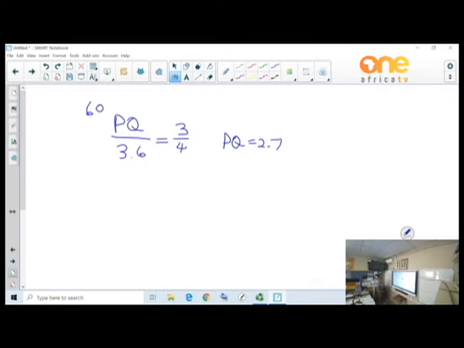Okay, similarity. Then calculate the area of triangle ABC is that. Calculate the area of APQ. So what is our ratio now? 3 to 4. What do we do with area? We square the ratio, so it's 9 to 16. And the big one is 5.6. So what is this one going to be?